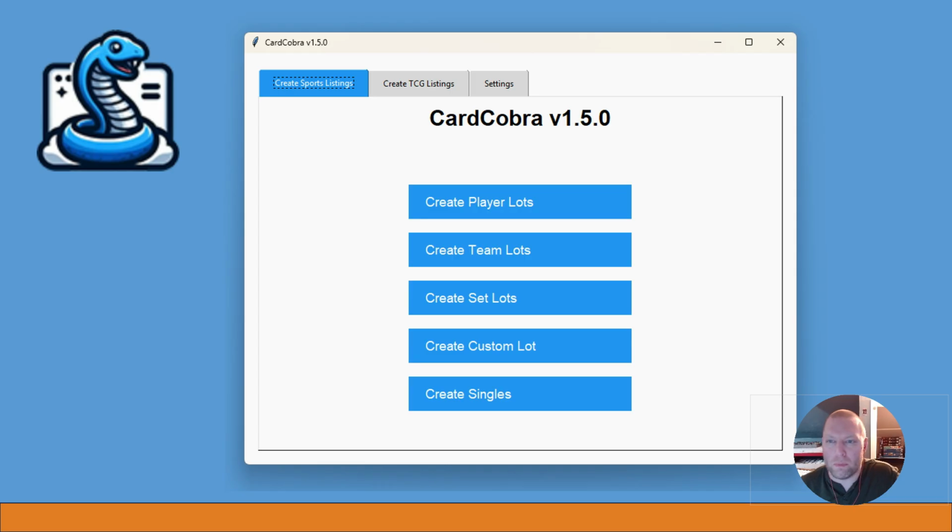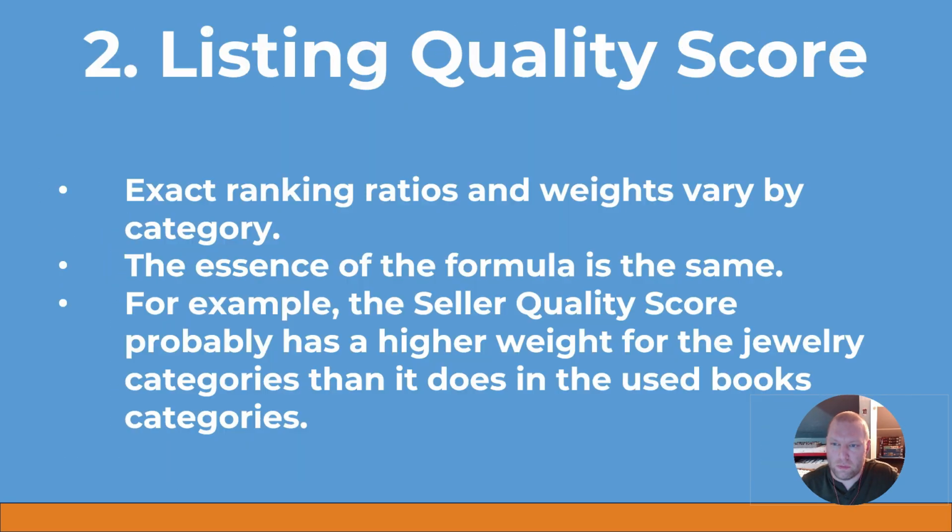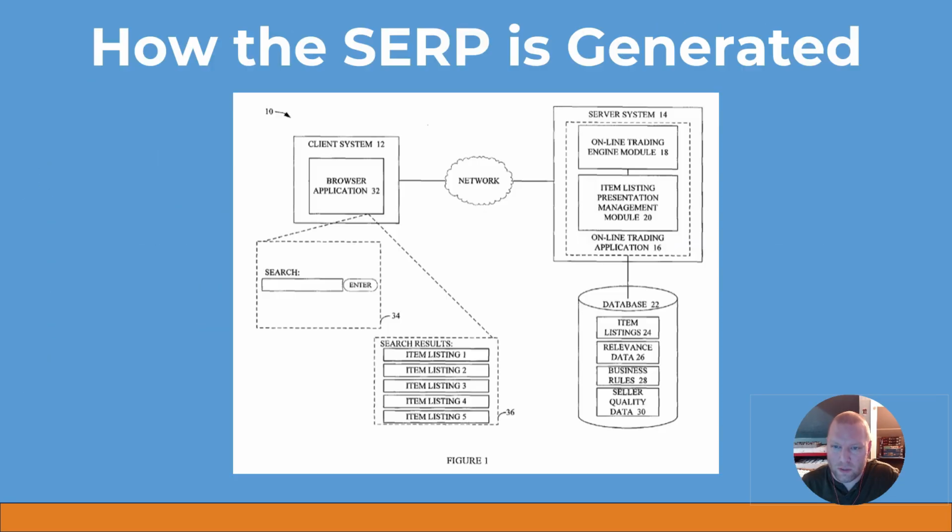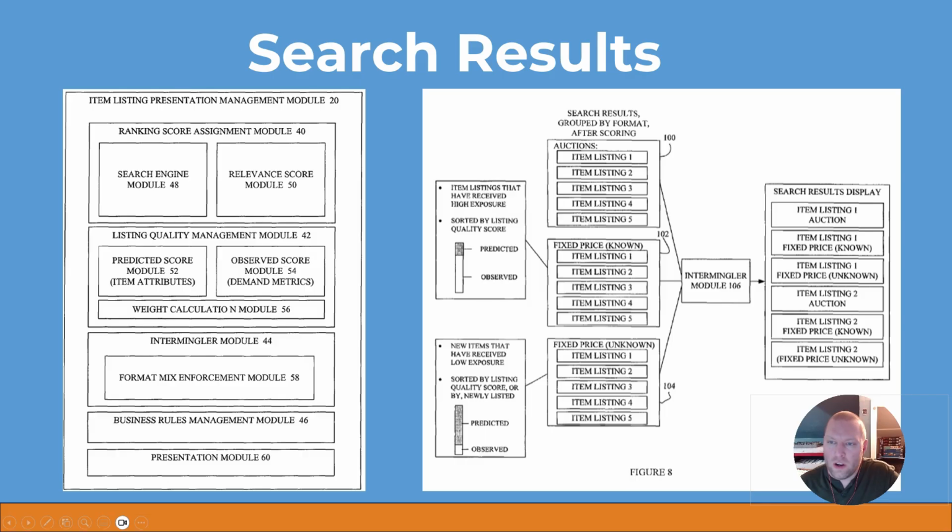But what I'm going to do is go back and go through more detail of some of these things that I glossed over at the beginning, and we'll start right here. So we talked about all these, the predicted and the observed scores. So right here, relevance score is the first thing that they calculate, and then they're calculating your listing quality score. And this is where they have the predicted versus the observed. All these metrics are done.